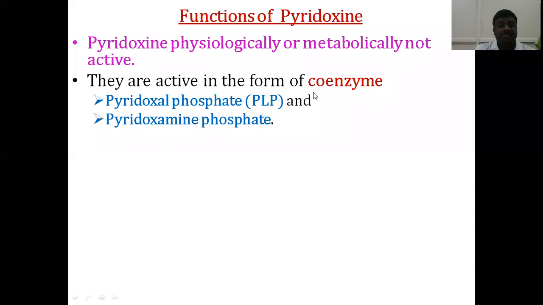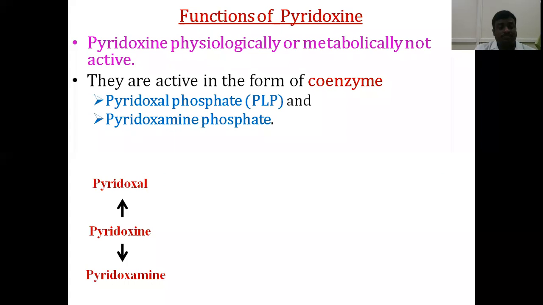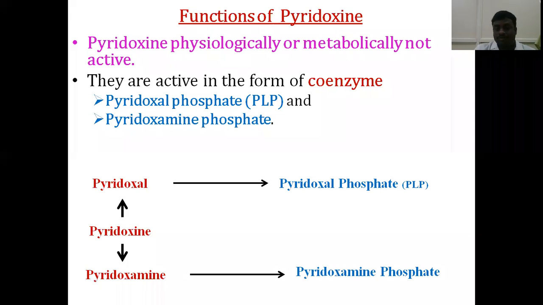Phosphorylation takes place on the pyridoxine, and then pyridoxine is converted to pyridoxal phosphate and pyridoxamine phosphate. You can see this image. These three are vitamin B6 derivatives: pyridoxine, pyridoxamine, pyridoxal. After phosphorylation, these are converted to pyridoxal phosphate and pyridoxamine phosphate.